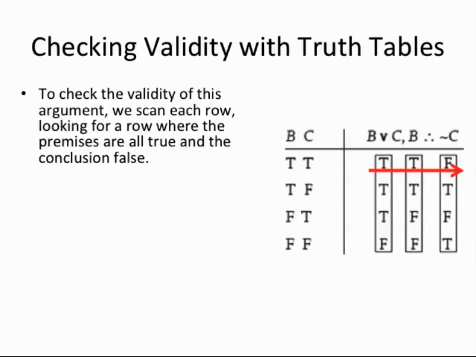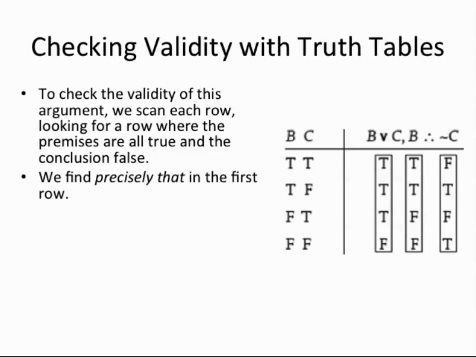This row has true premises and a false conclusion. This row has all true premises. This row has one false premise and a false conclusion. And the last row has two false premises and a true conclusion.